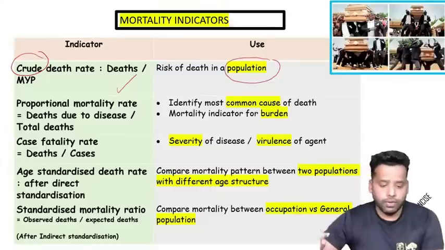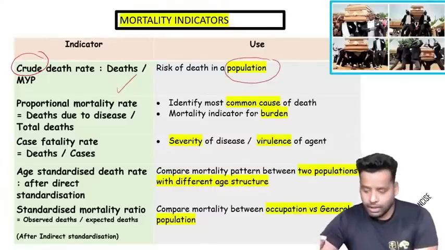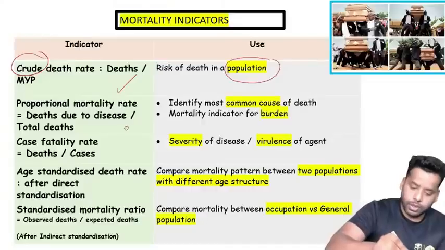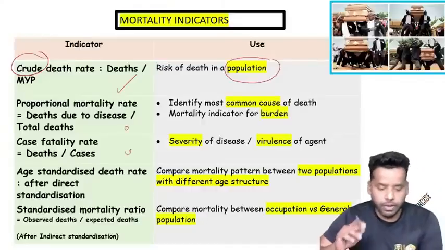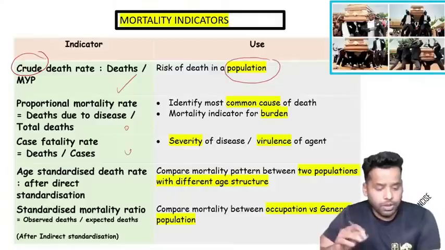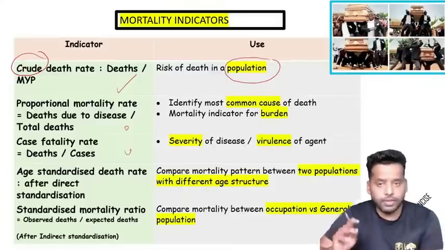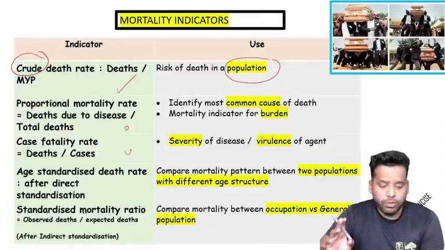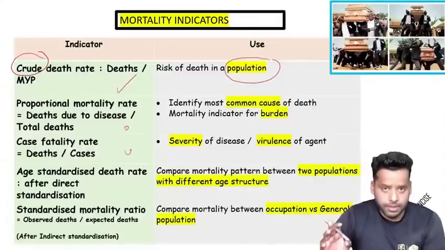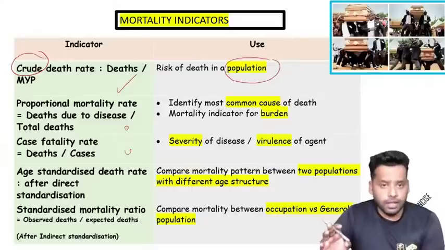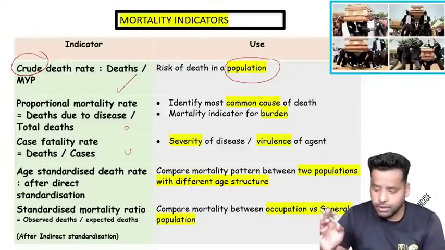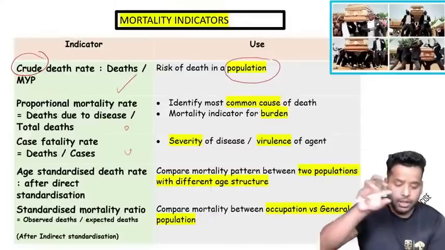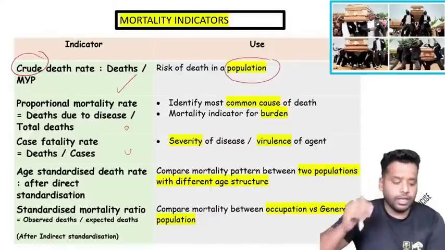Same questions like what is the simplest indicator of mortality? Next two things are very important. Don't make a mistake between these two things: proportional mortality rate and case fatality rate. See the words. If I want to know the contribution of a disease in terms of mortality, what indicator is used?